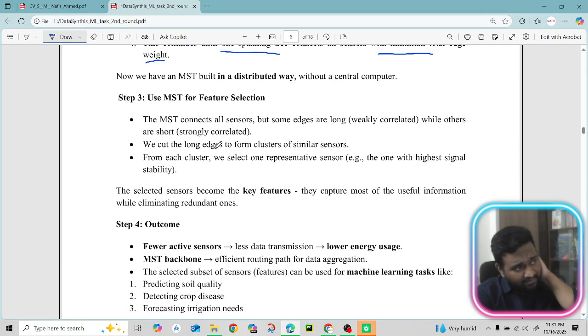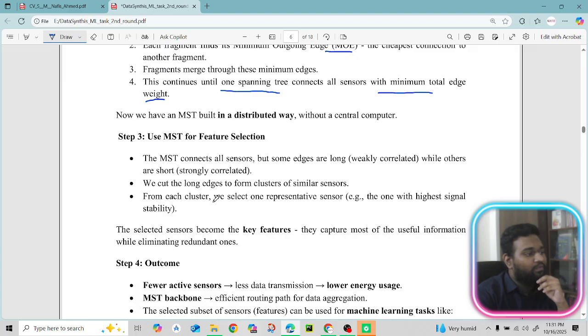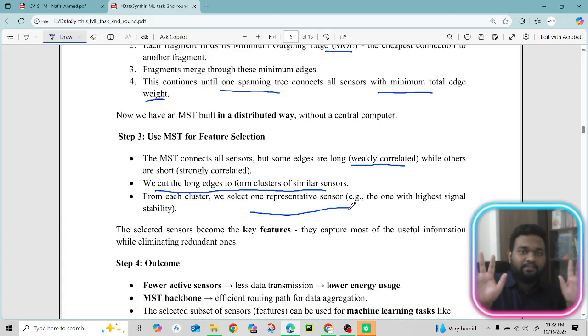So how is this MST used for feature selection? It's a very common thing: I have previously told you about long and short edges. If I remove this weakly correlated part, then our task is done. So we are going to cut out the long edges because they have no similarities, and we are going to select one representative sensor. I already said that there are 10 temperature sensors, and I'm going to select only one temperature sensor as a representative. That's how I am choosing the features, or in a sense, selecting a representative sensor.